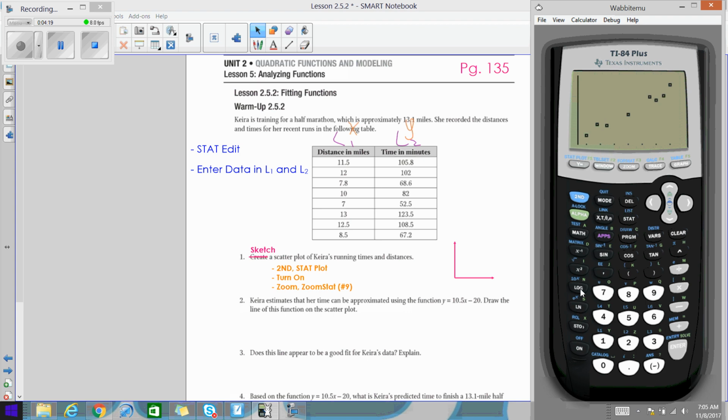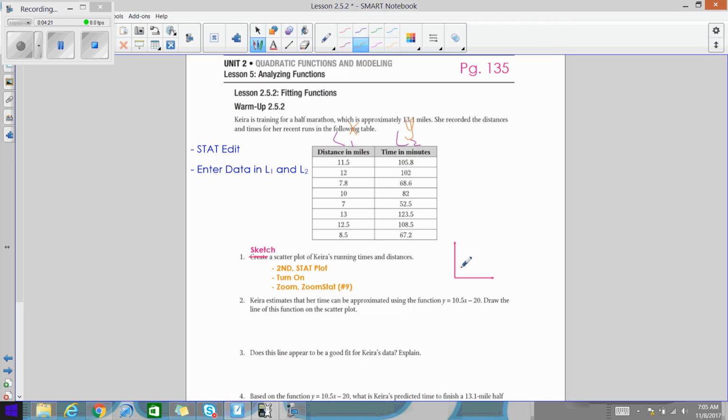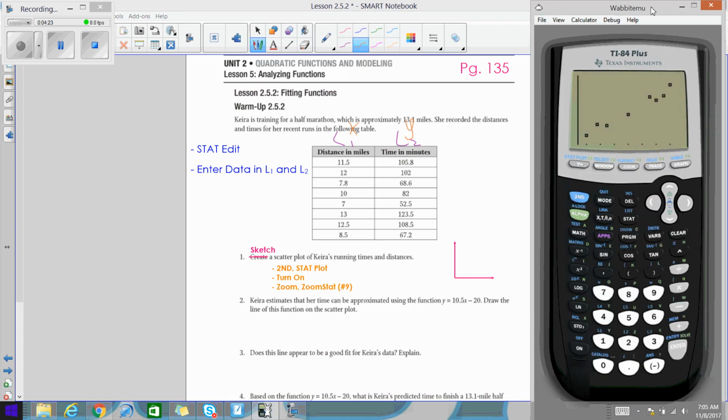So if you look at this, all right, what we'll do is we'll just take our little made up stat plot that I have here. All right. Ooh, why isn't this staying on top?